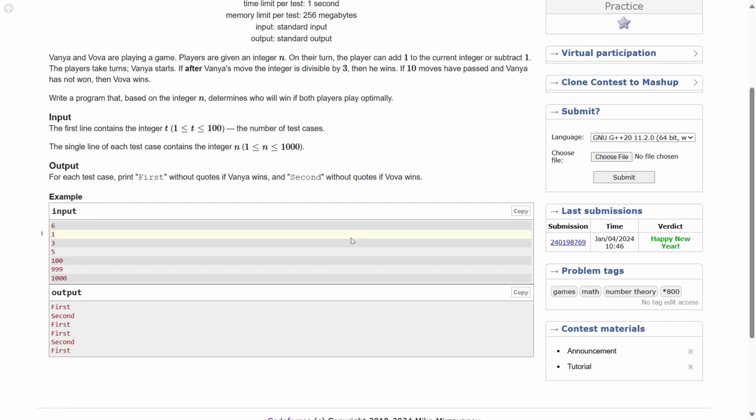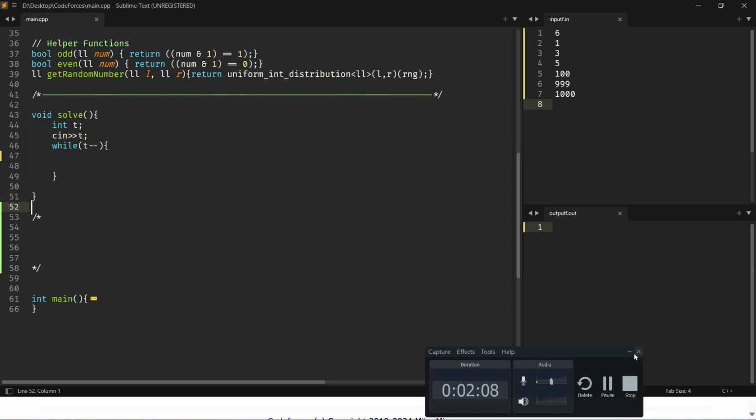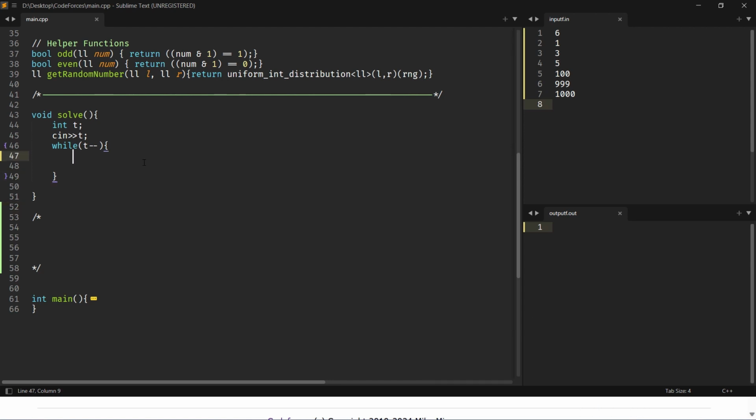Let's see. We'll have to take some examples to understand it. Let me just go to Sublime and try to make you understand what is going on. So let's take some examples. If after Vanya's move the number is divisible by 3, then he wins. So the game is about whether a number becomes divisible by 3 or not.